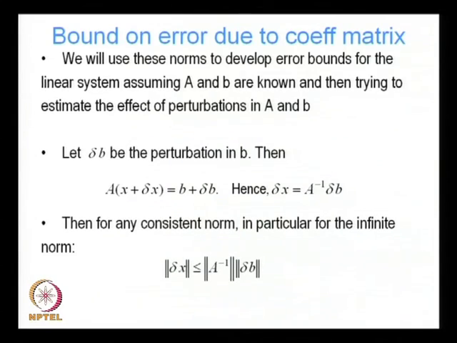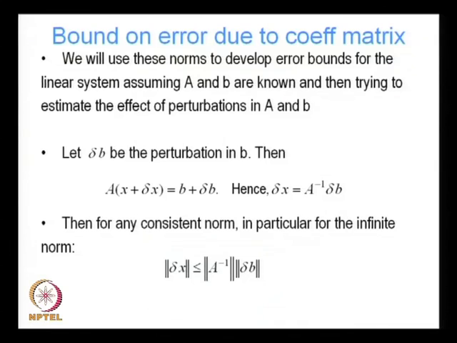First, let us assume that we have perturbations in B only. So, we do not know exactly what B is, we know B plus delta B, where delta B is the perturbation in B. Because there is a perturbation in B, the solution to my linear system is no longer going to be x, it is going to be x plus delta x. So, I am going to solve the system A times x plus delta x is equal to B plus delta B. Since Ax is equal to B, this gives me delta x is equal to A inverse of delta B.